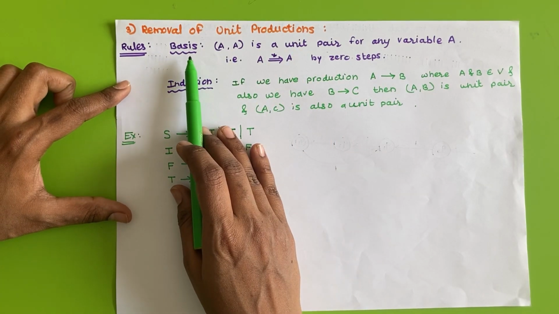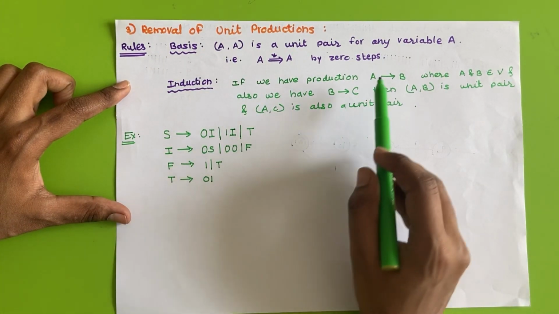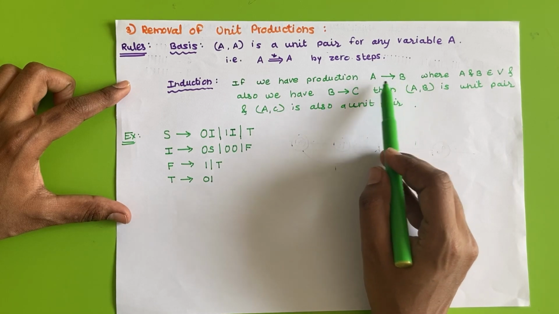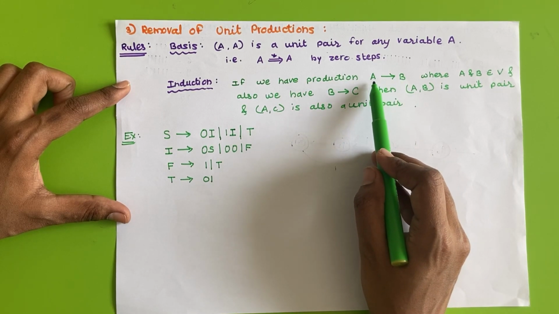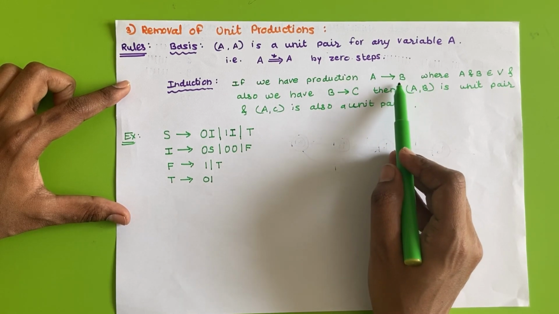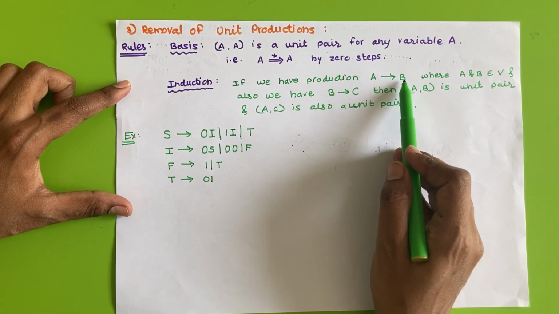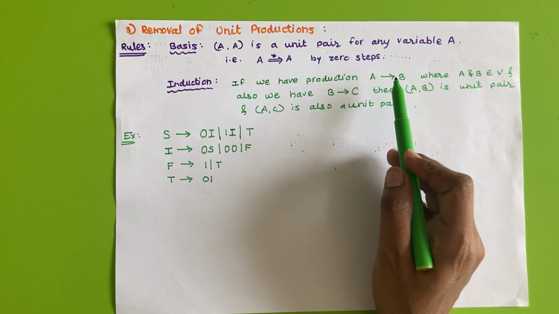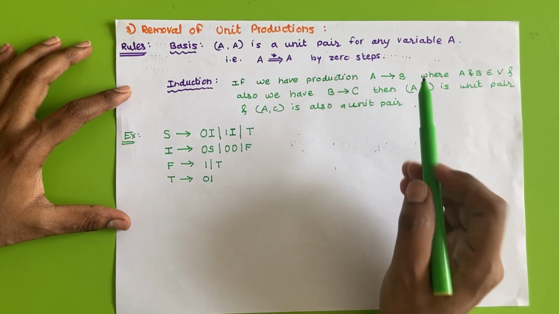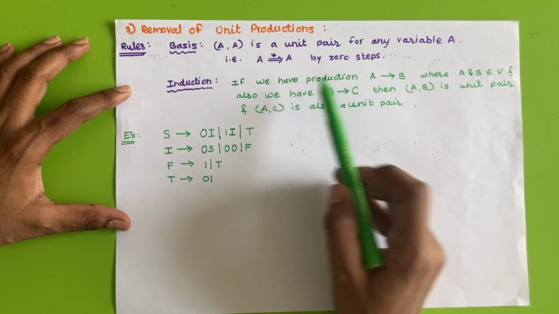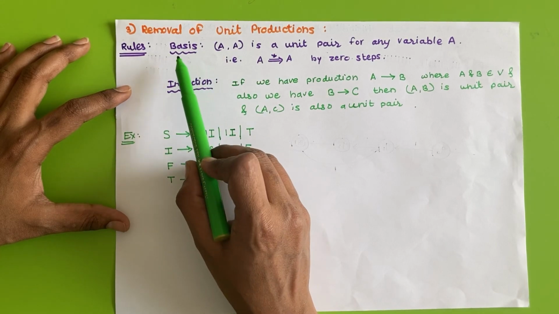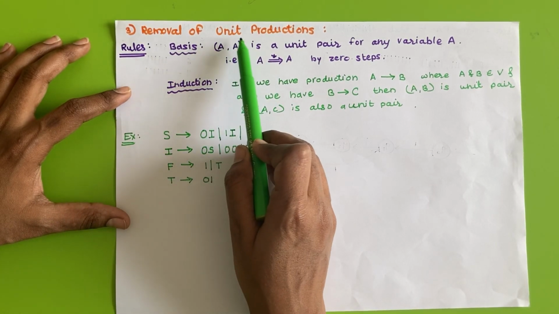If we have productions of the type A tends to B, meaning at the left hand side we always have only one variable, but in the body part of the production we have a single variable only, then that is a unit production. So, the rule for removal of unit productions.